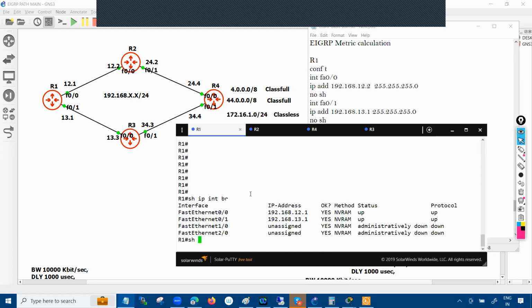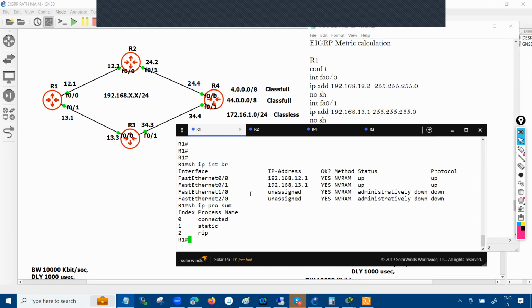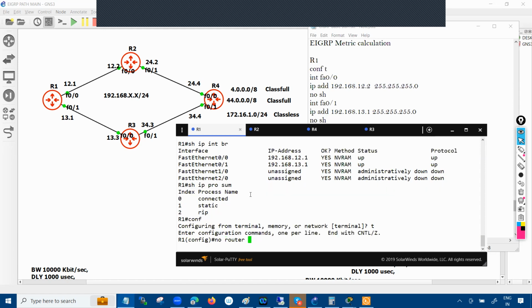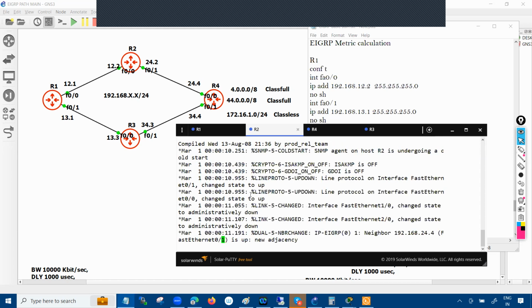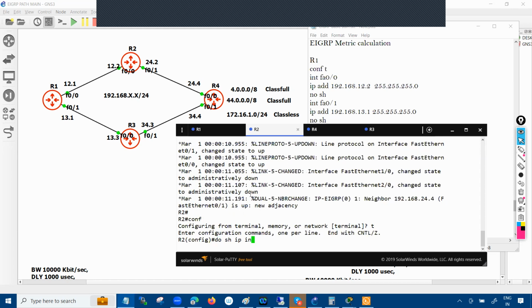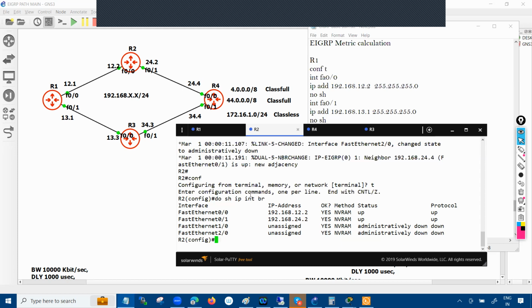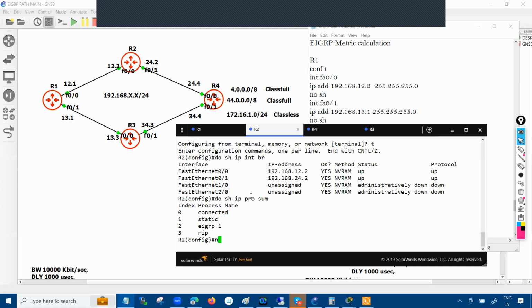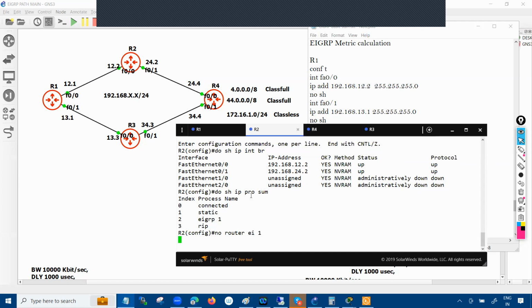Do we have a protocol enabled or not? Oh, it's not there. I have RIP enabled. Let me remove it. RIP on router 2 as well. Do show IP interface brief. I already have IP. Do show IP protocol summary. This is a very beautiful command that will give you what protocol you have enabled. So no router EIGRP, no router RIP.